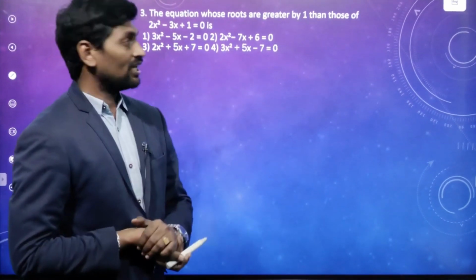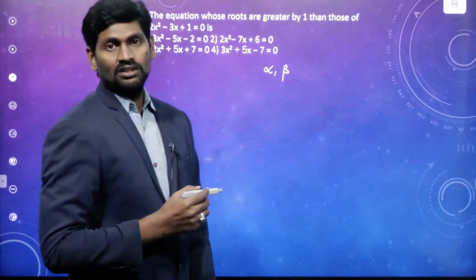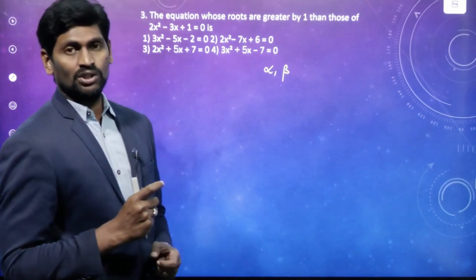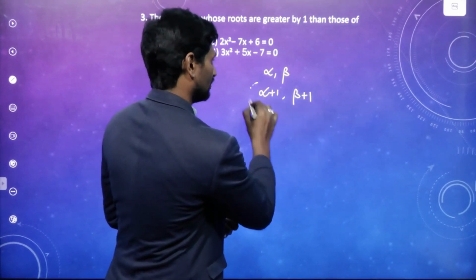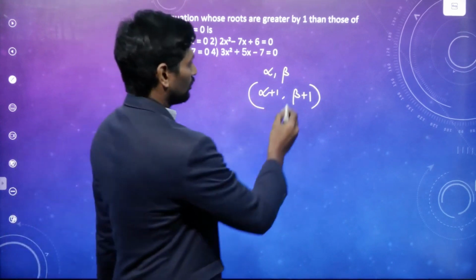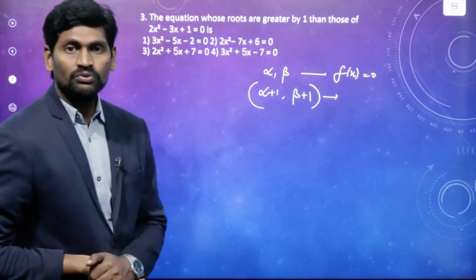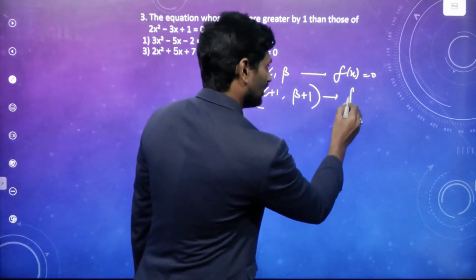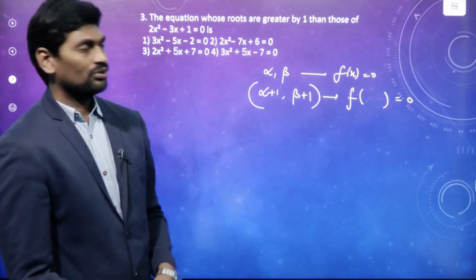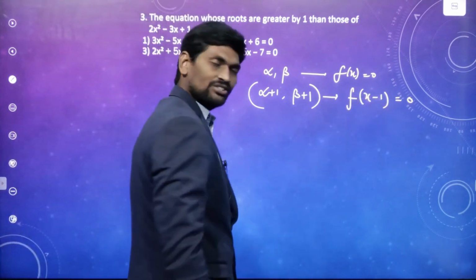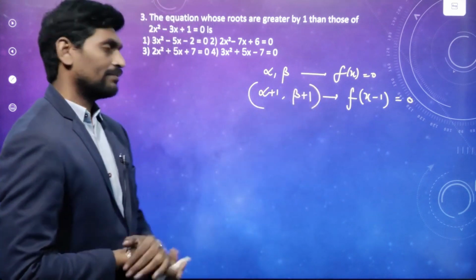Find the equation whose roots are greater by 1. For example, alpha, beta are roots. Then we need to find the equation with roots greater by 1, that means alpha plus 1, beta plus 1. If alpha, beta are roots of the quadratic equation f of x equal to 0, then alpha plus 1, beta plus 1 are roots of f of x minus 1 equal to 0. For plus 1, the inverse operation is minus 1.